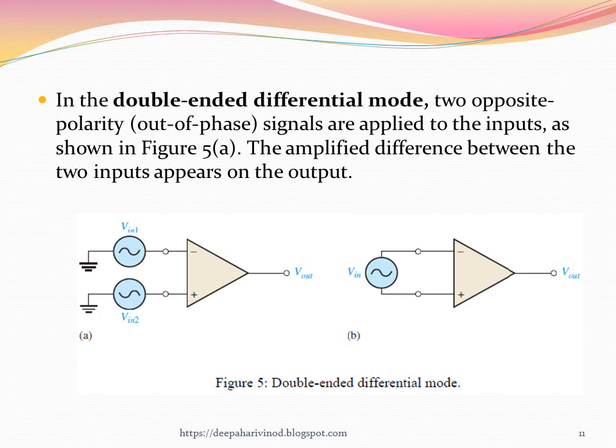In case of double-ended differential mode, two opposite polarity, out of phase signals are applied to the input. Here we can see two opposite polarity, or out of phase, signals applied to the input. The amplified difference between the two inputs appears on the output. So the amplified difference of these two signals will appear across the output.